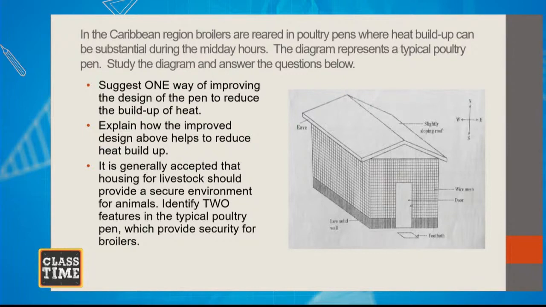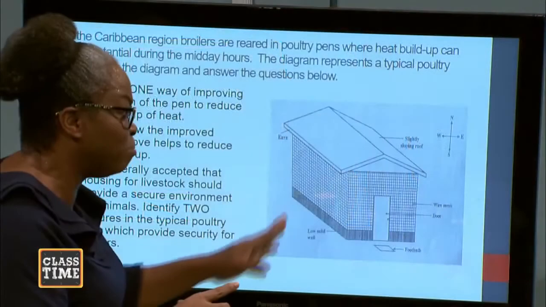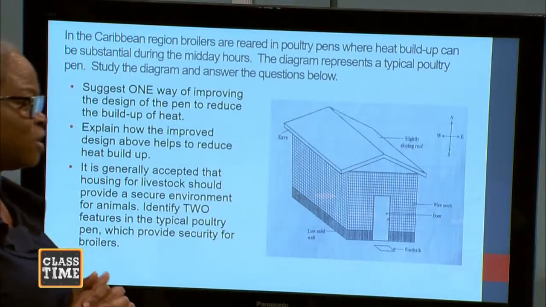And remember what we say about the orientation of the house. We are seeing the roof, slightly sloping roof. We are seeing the eave extend out to about 1 meter. We are seeing the low solid wall. We are seeing the door. We're seeing the footbath because we want to make sure that we are protecting the animals inside. And we are seeing the wire mesh. This house is not oriented well, but we are seeing ventilation.